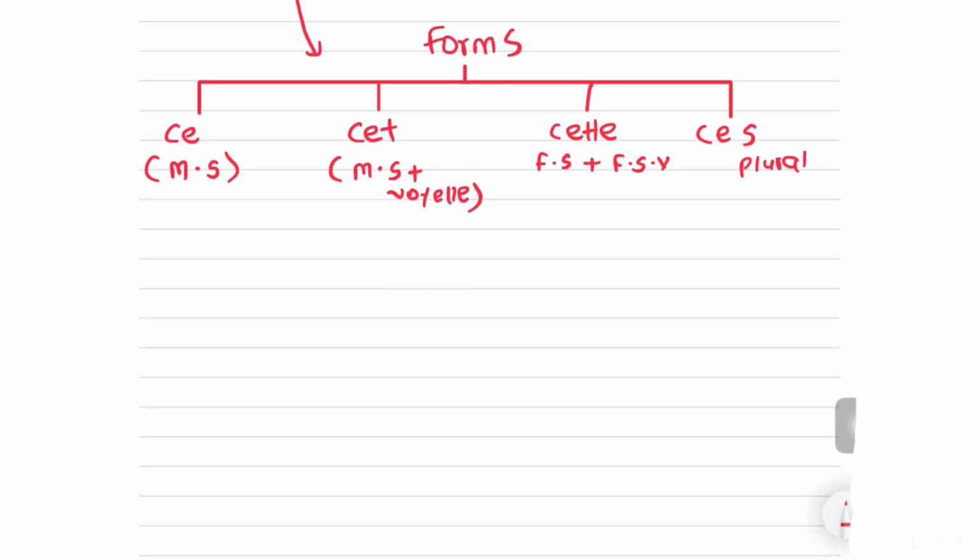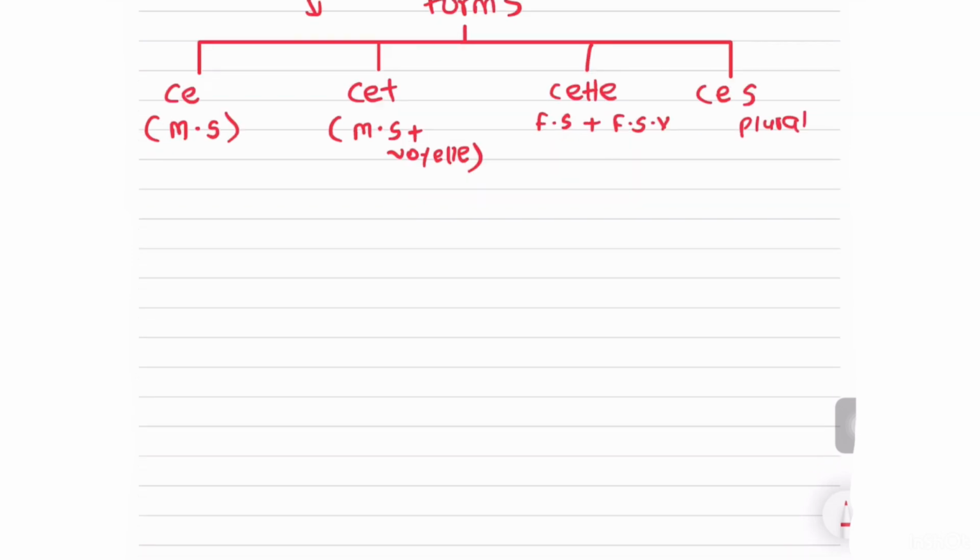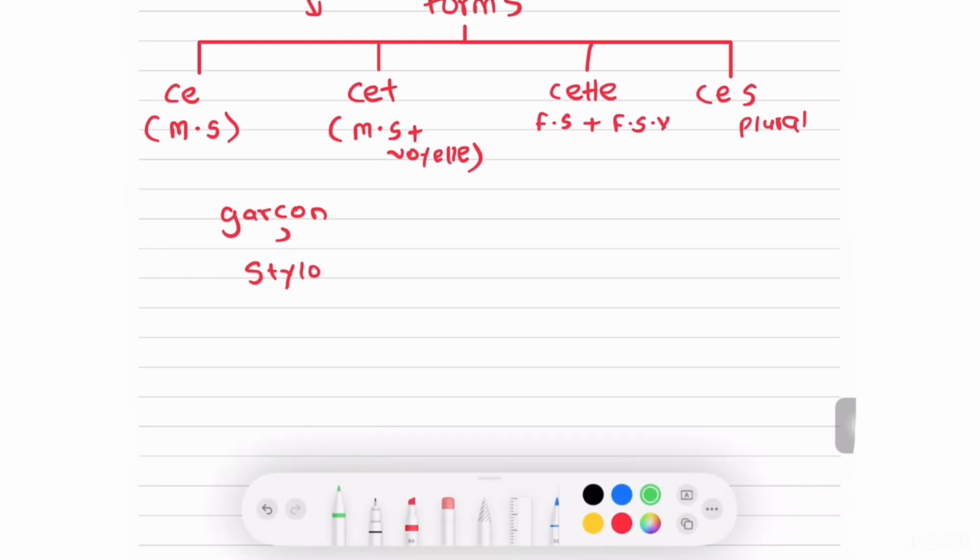So for CE, it is only and only used for objects that are masculine and singular. Okay? Singular means only one object. For example, just one pen, one boy. That's it. So I'll take an example. If I have garçon, that is boy, right? If I have pen, that is stylo. Now I want to point to the boy, that this boy, or I want to point to the pen, that I want this pen. So I will put CE before it and CE before this. So ce garçon and ce stylo, which means this boy and this pen.